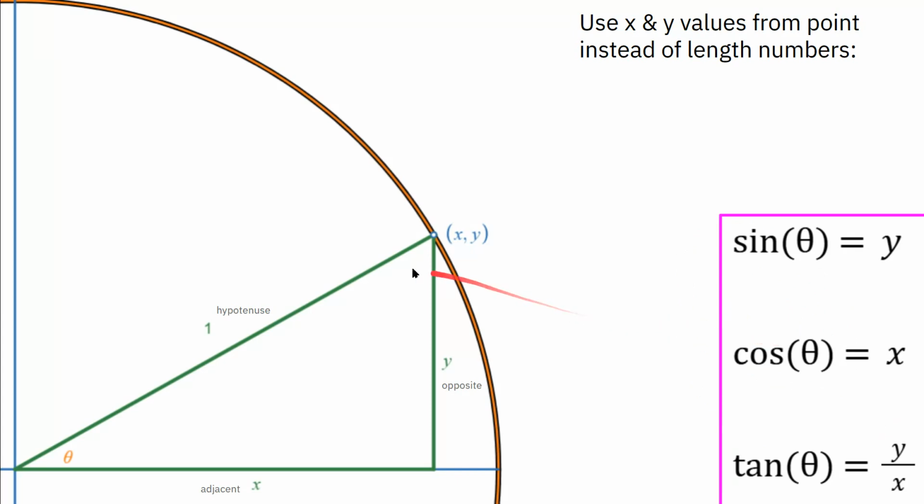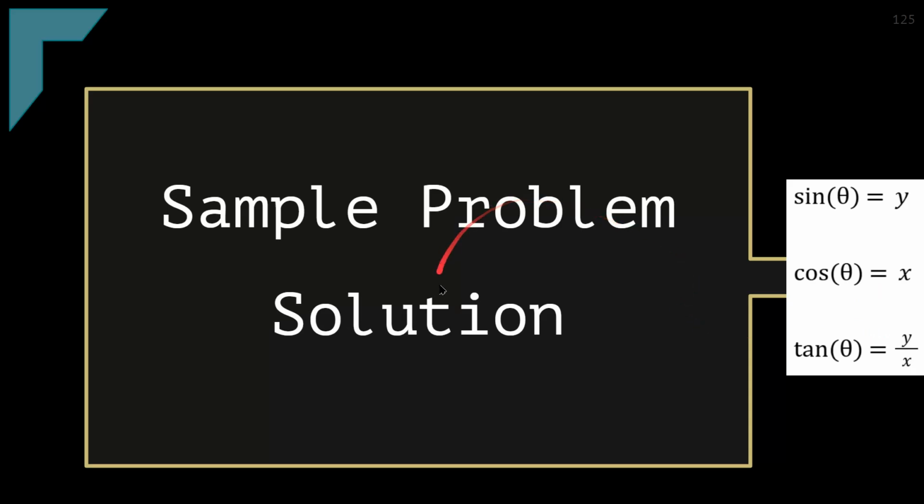So we need this as we use the unit circle. We need these. Keep in mind, sine is y, cosine is x. Tangent is y over x. Okay, so let's actually get a problem and then solve it using these properties.